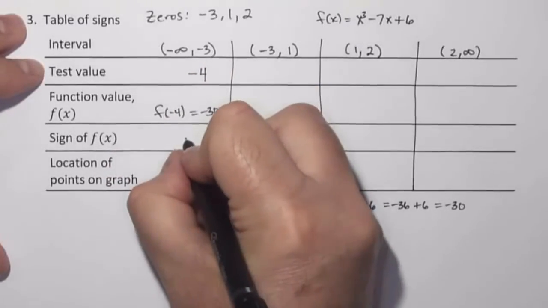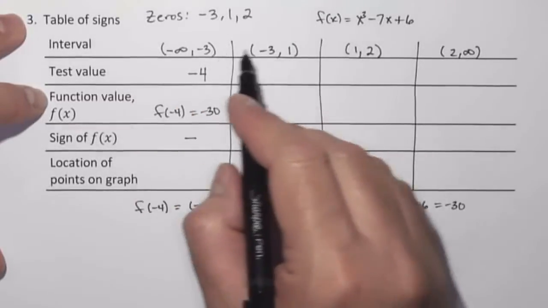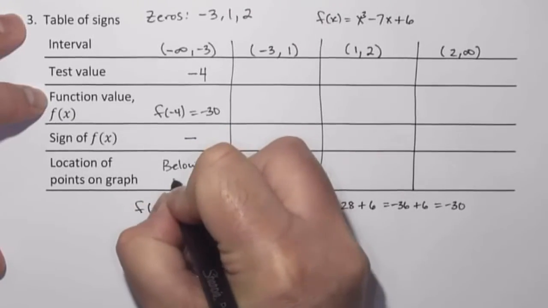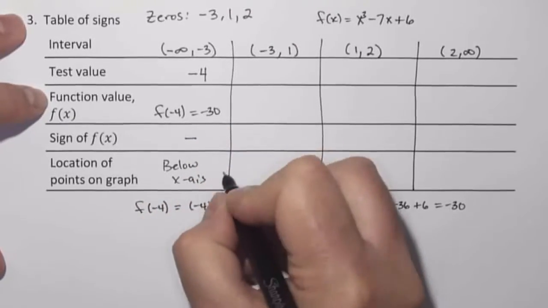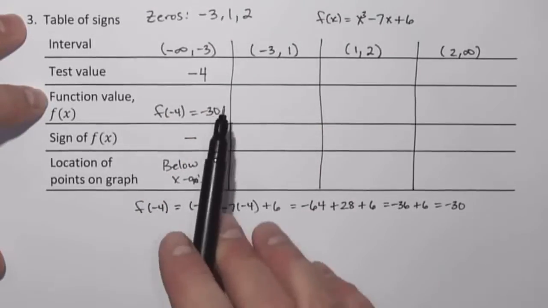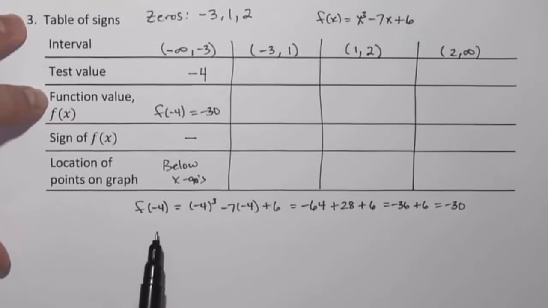So f of -4 equals -30. And what we really care about is that that's negative. And the significance of that is that the graph of our function is going to be below the x-axis on the interval from -infinity to -3. So when we're to the left of -3, the graph's going to be below the x-axis.